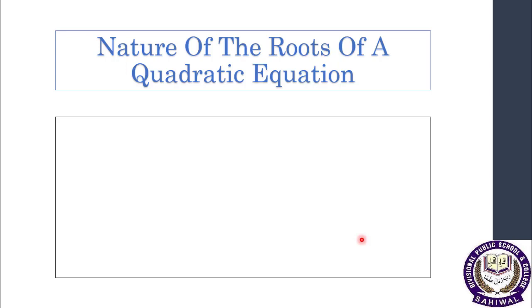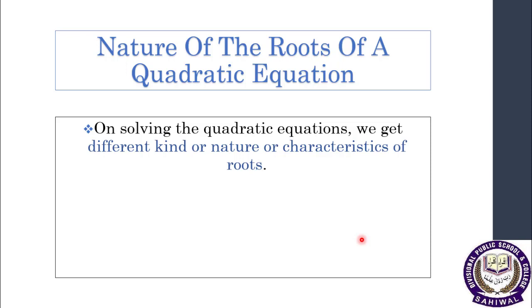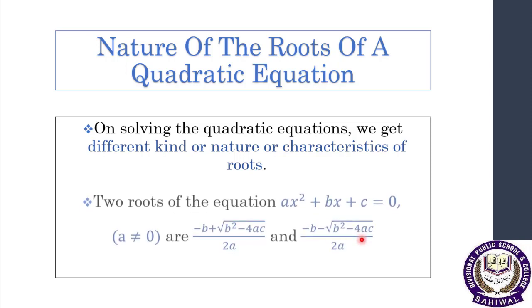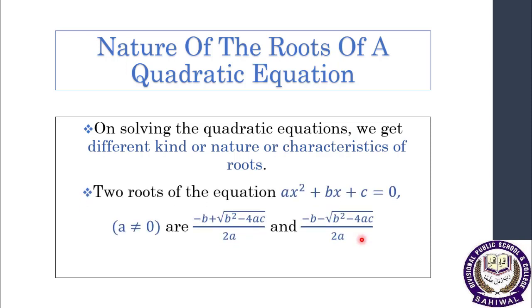Our today's topic comprises the nature of roots of the quadratic equations. On solving the quadratic equations, we get different kinds, nature or characteristics of roots. As we have already discussed, the two roots of the quadratic equation ax square plus bx plus c equal to 0 are minus b plus square root of b square minus 4ac over 2a and minus b minus square root of b square minus 4ac over 2a. In both expressions, a should not be equal to 0.